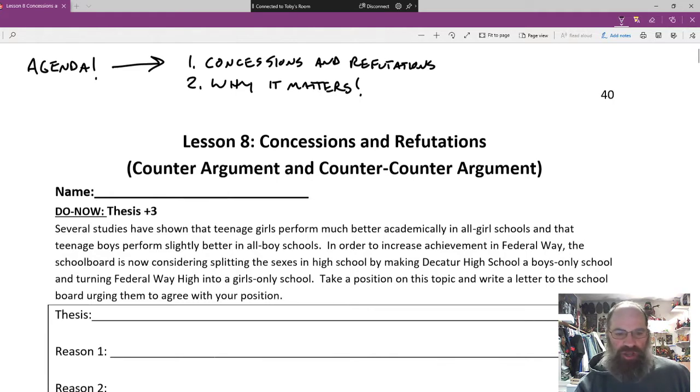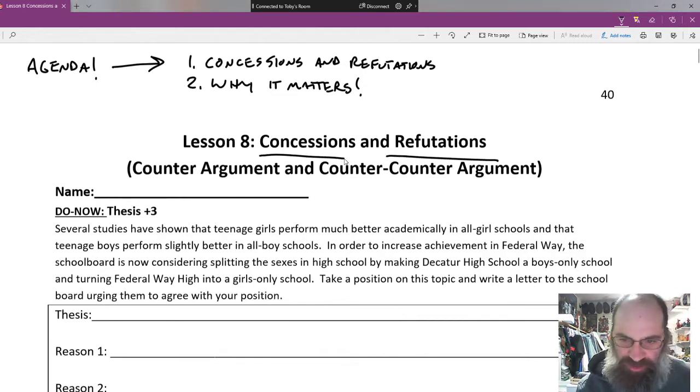Today is more of a general lesson on just good principles of writing. So whether you're in AP Lit or you're in AP Seminar, this is a great lesson for how to make your writing better. And any kind of argumentation is made stronger by concessions and refutations.